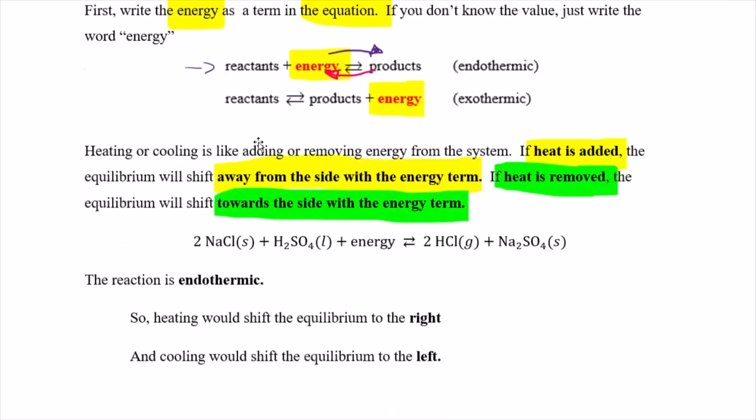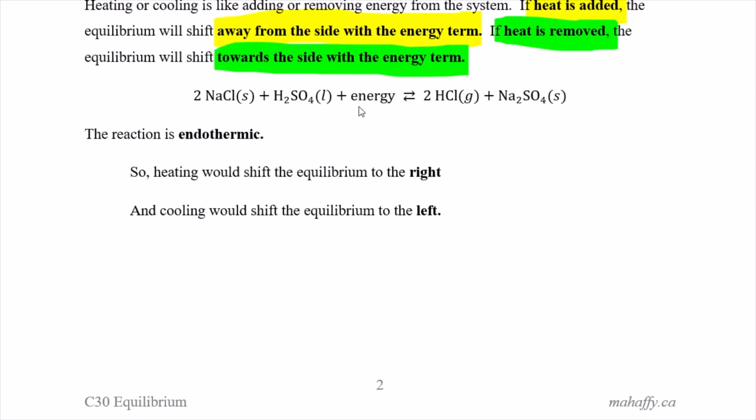Let's look at an example here. We have an energy term here on the left, so this is an endothermic reaction. If I heated this, that would cause a shift away from the energy term towards the product side. And if I cooled it, that would cause a shift towards the energy term, towards the reactant side. So as long as you have the energy written out as a term in the equation, you can treat it just like it's a chemical entity.